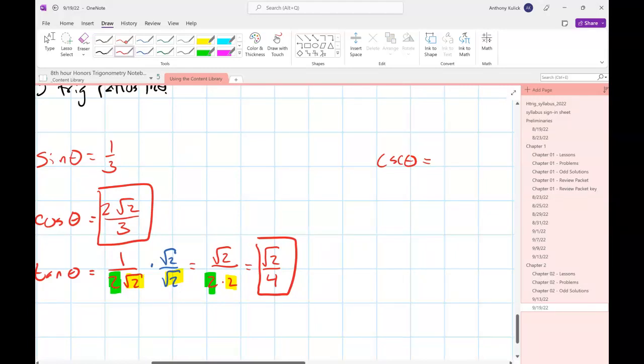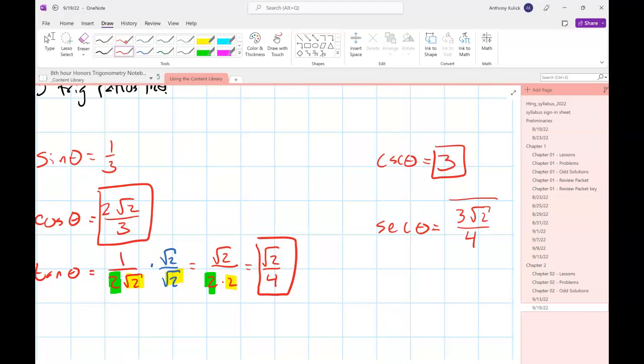Cosecant should be 3. Secant theta should be, can you do it rationalized in your head without having to write anything down? 3 root 2 over 4. That's correct.